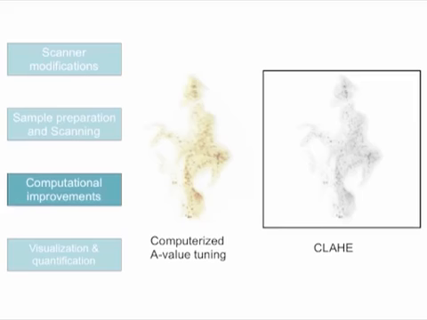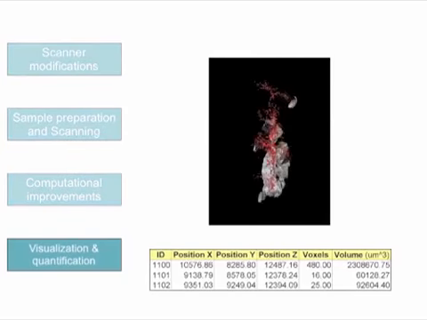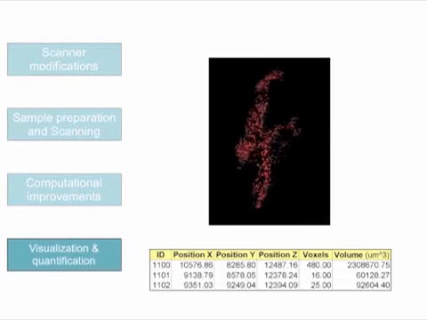After scanning, the projection images are post-processed to correct for artifacts introduced by the mechanical setup. If required, an equalization algorithm is utilized to improve detection of low-intensity objects. Finally, segmentation, visualization, and quantification are performed using image processing software.